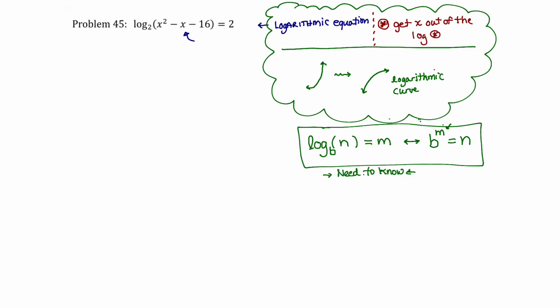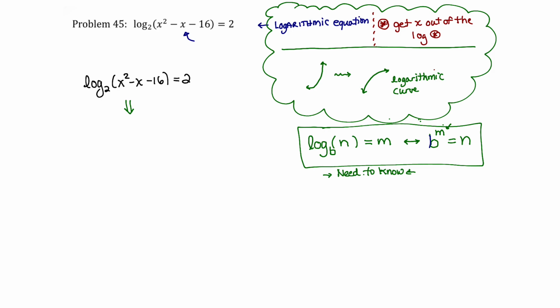Okay, so now that we have that background, it's time to get in and solve this logarithmic equation. So I'm going to rewrite that logarithmic equation as log base 2 of x squared minus x minus 16 equals 2. And remembering our goal of getting x out of the logarithm, I want to immediately rewrite this logarithmic equation in its exponential form. Now, how do we do that?